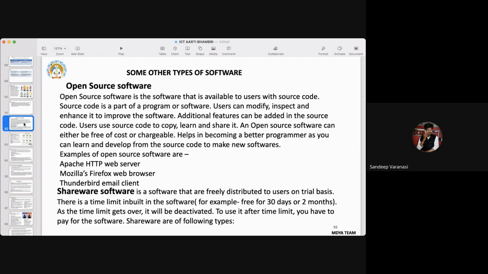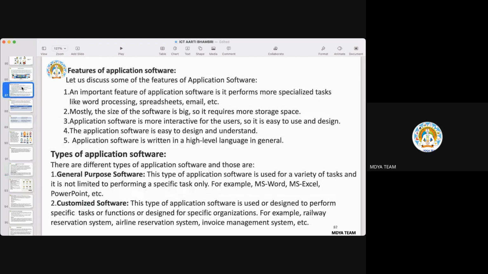Yes, ma'am. So source is what? Source is your machine. Okay. Like in this slide we have seen.